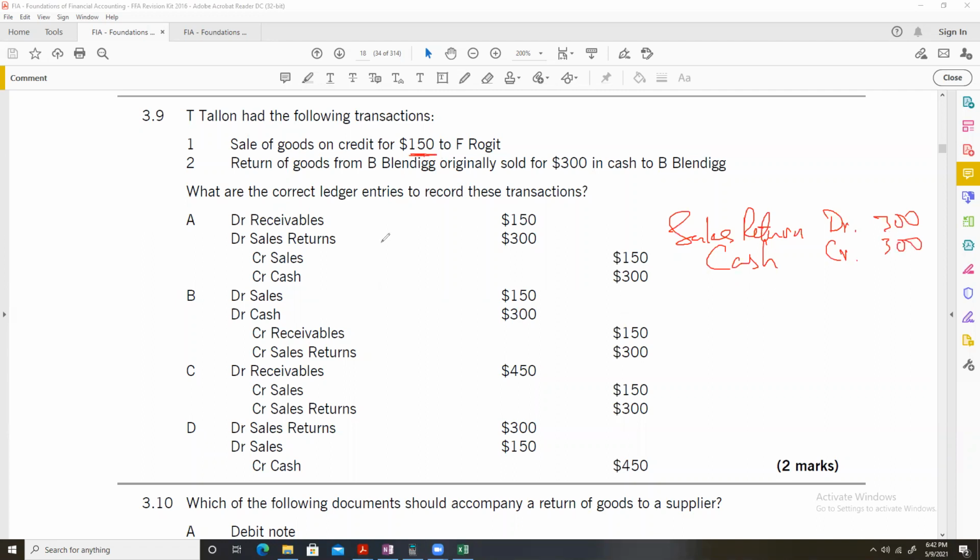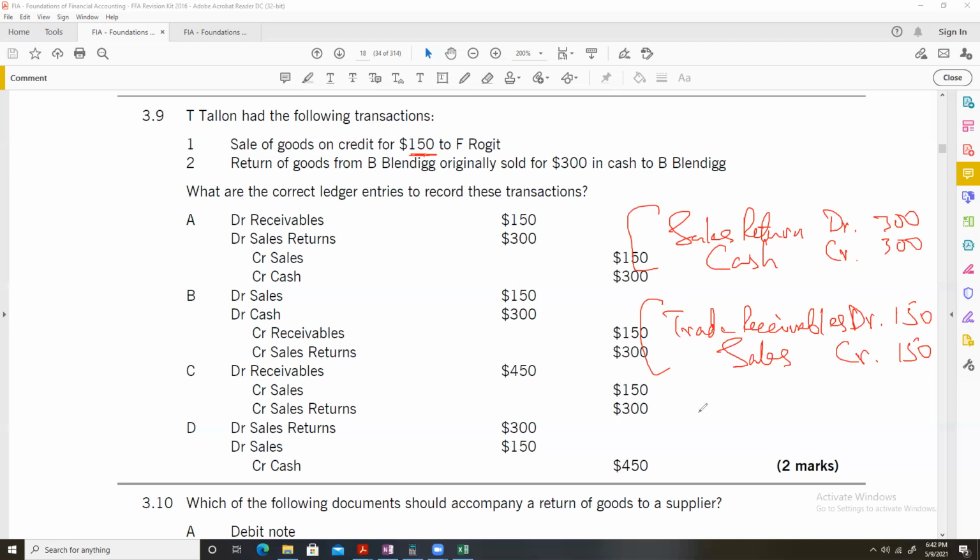And here we have sold goods on credit. So when we sell goods on credit, we credit the sales account and we debit the trade receivables account by how much? 150. Yes. These are the two double entries that we normally record for these two transactions. But what if we combine these two double entries?